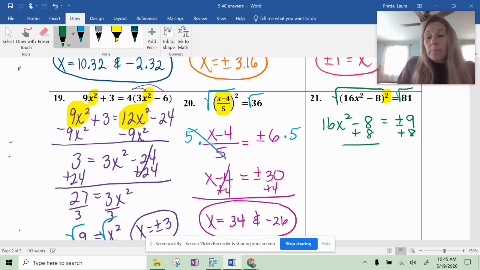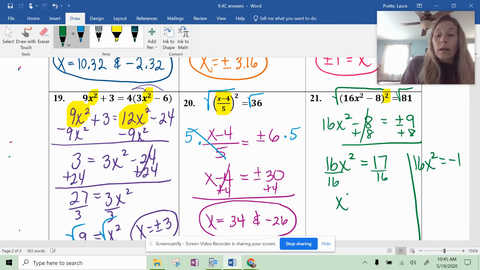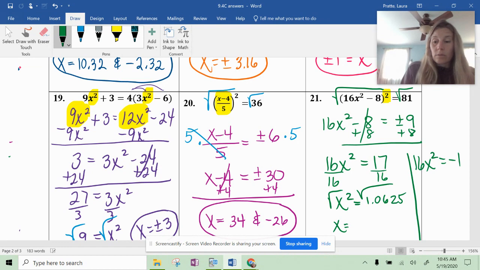So this one's a little tricky, because now I have 16x squared equals 2 separate things, right? So 16x squared equals 9 plus 8, which is 17. Or 16x squared equals negative 9 plus 8, which is negative 1. So it's easier if you just write it as 2 separate problems from there. So x squared equals 17 over 16. I don't know what that is off the top of my head. It's 1 point something. 1.0625. Then you will square root that and you will get your two answers there.